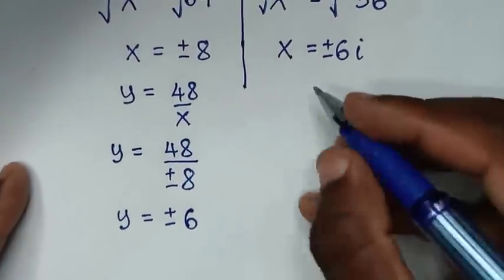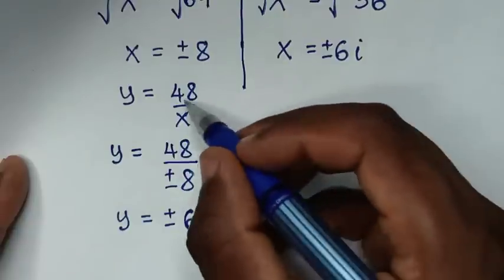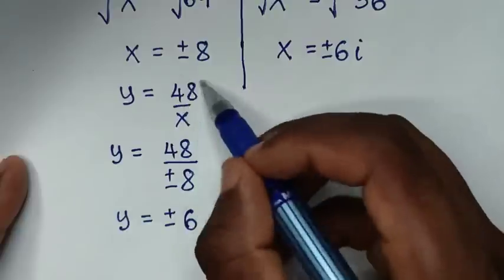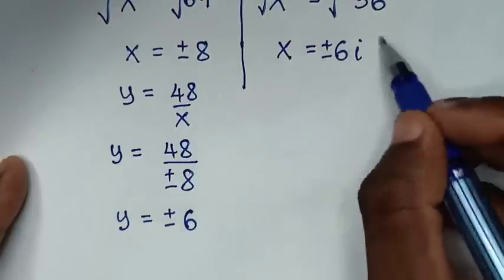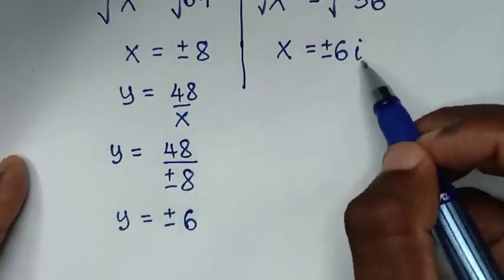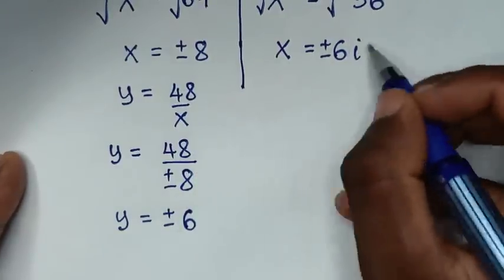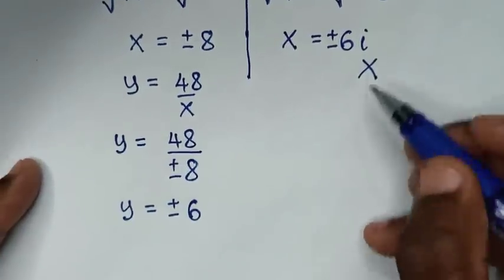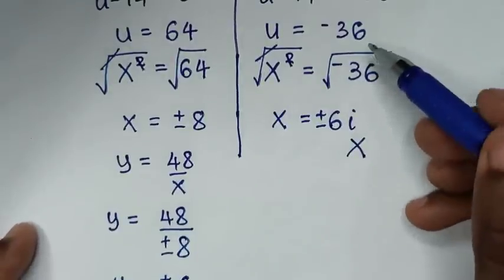And from here, if we use this equation, with 48 being a real number, and we substitute the value of x, which is a complex number, a real number divided by a complex number is impossible, it gives an error. So this solution will be rejected. After this solution is rejected, we'll not deal with it here.